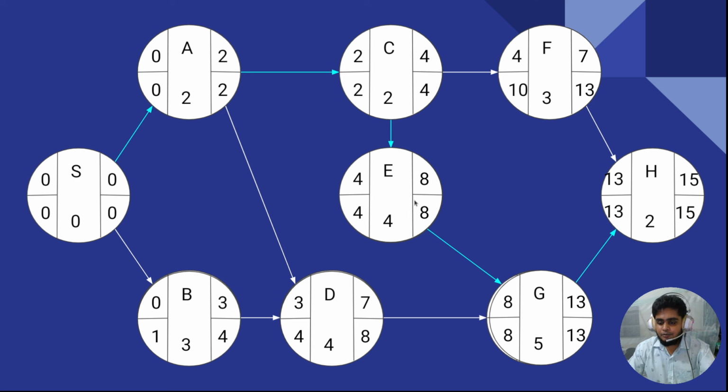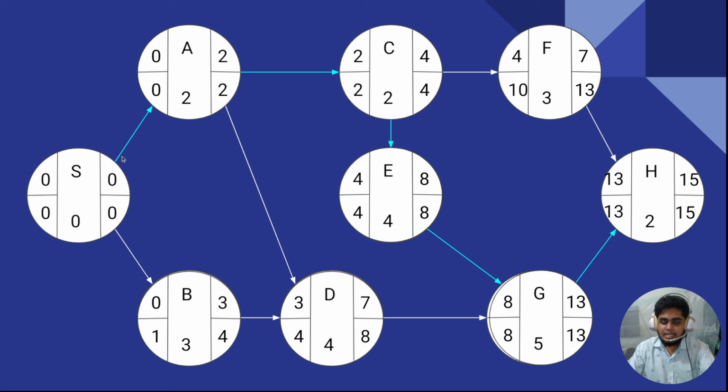After that, from E I have to go to G, and for G the slack time is 8 minus 8 is equal to 0, so I have to take this activity. So from E, I have marked this path G. After that I have to go to H, and here I again see 30 minus 13 is equal to 0, so I again take this path, because here I get the value 0. So this is the critical path of this problem.